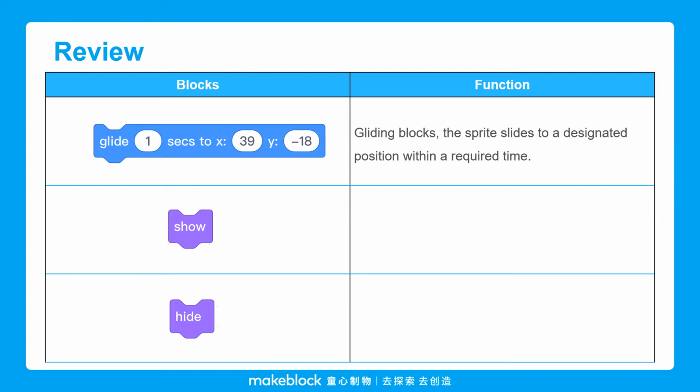The glide block, which moves the sprite to a certain position in a specific time. In some way, it represents how fast the sprite moves. This is different, of course, from the go-to block, which simply moves the sprite to a certain position. The show block simply displays a hidden sprite, making it visible to us. The hide block simply hides the sprite away, like hide and seek, so that it is invisible to us.